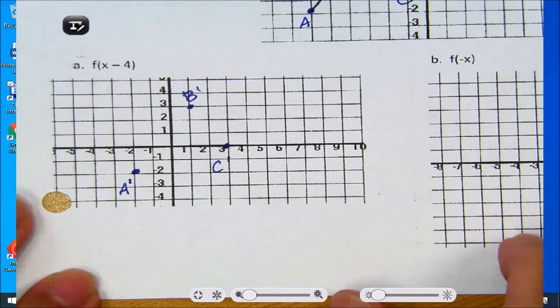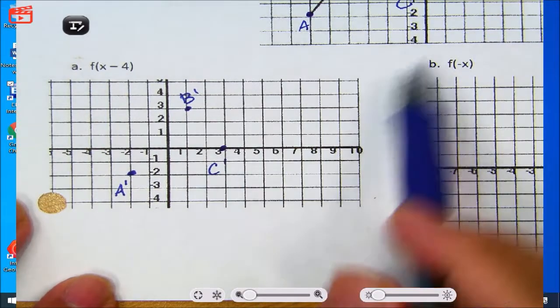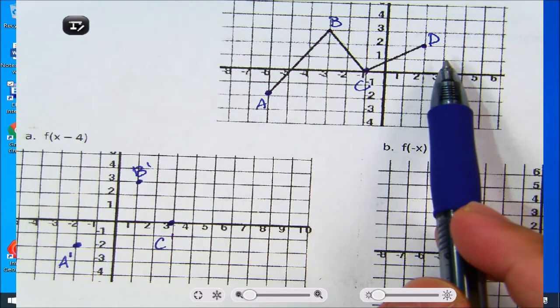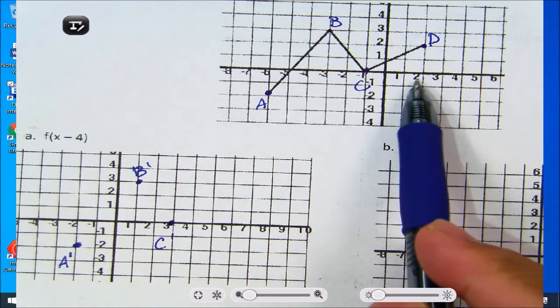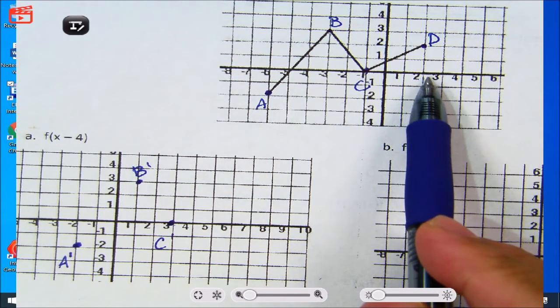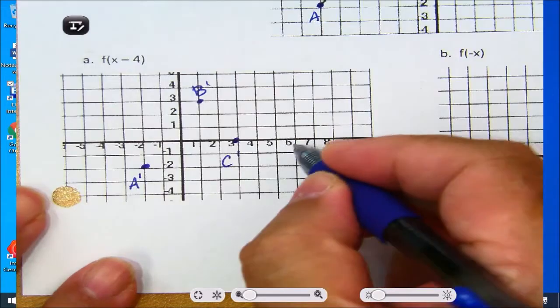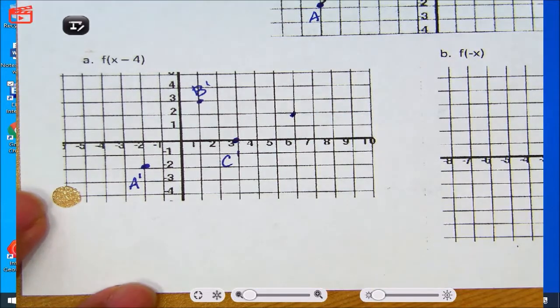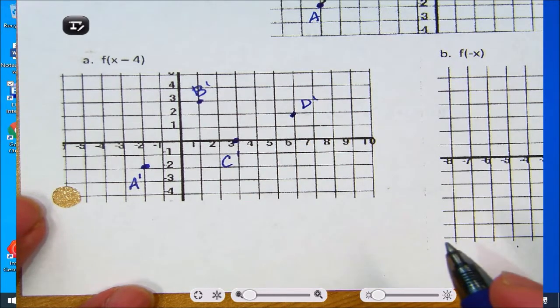All right, D, let's do D. So the coordinates of D are 2, 2. You're adding 4 to the x value, so that becomes 6, 2. And that's D prime.